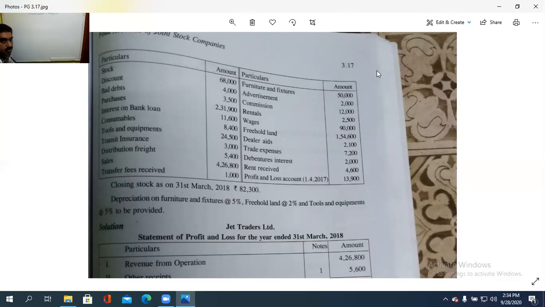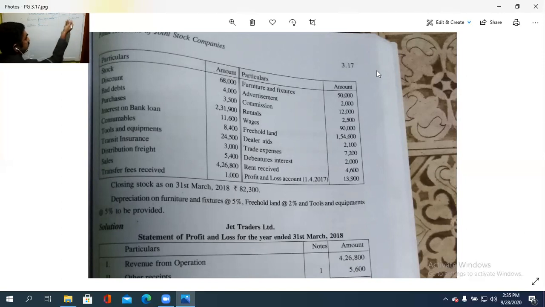Okay, Jet Traders. First of all, what is the item here? Revenue as well as income we need to put as the first item. So the first item is revenue from operation, sales. How much? 4,26,800. So that is the revenue. Then along with that, other income is to be added. Here is the notes column, and this is the amount column.